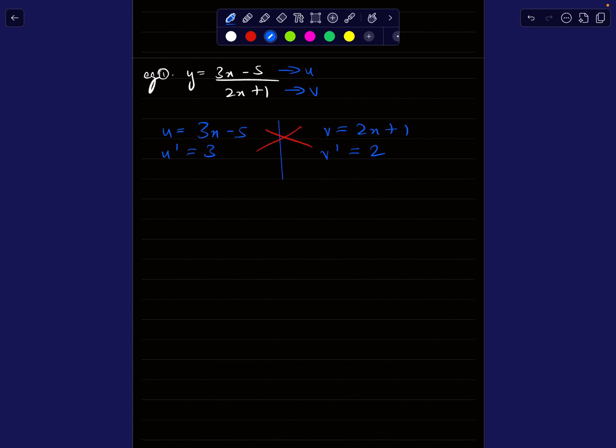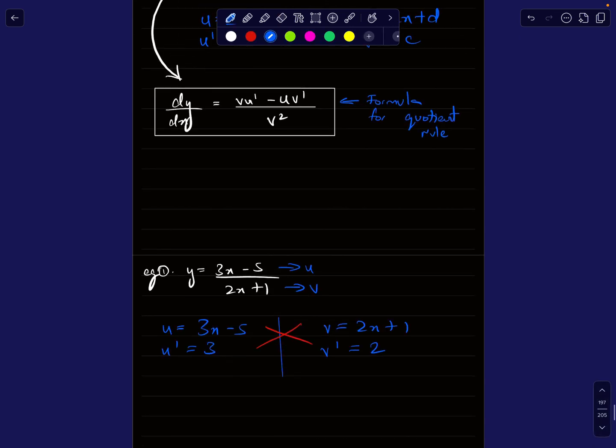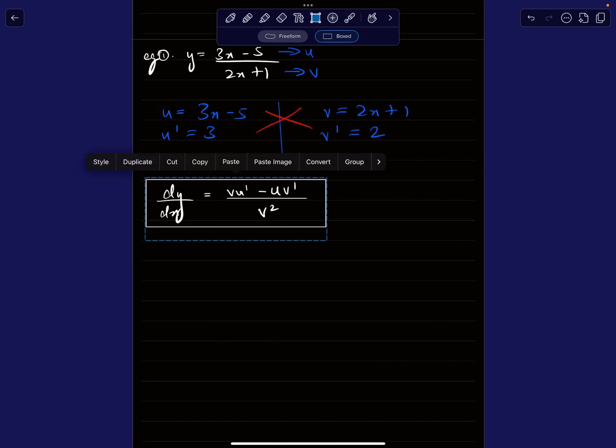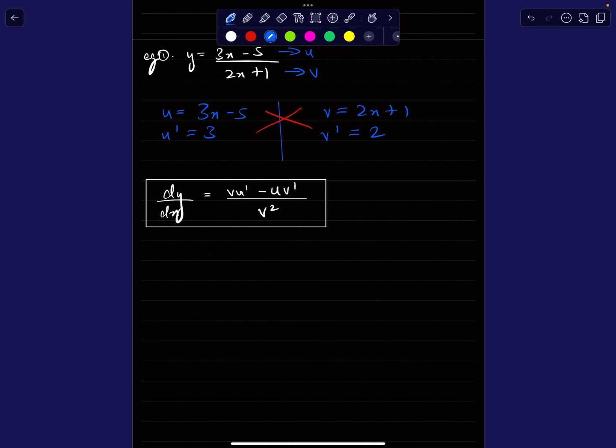Alright. So, the formula for quotient rule, write that down for reference. That's what I always advise my students to do. And then simply substitute the values. So v is 2x plus 1 and u prime is 3. We have a minus sign in between, mind you, in the quotient rule, and 3x minus 5 into 2. I simply substituted the values. And v square is going to be equal to 2x plus 1 whole square.